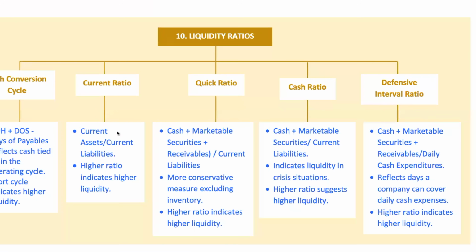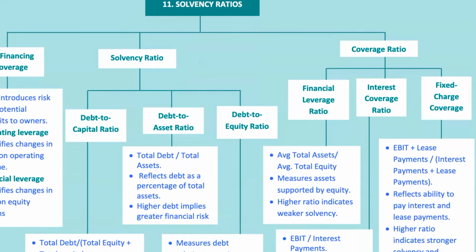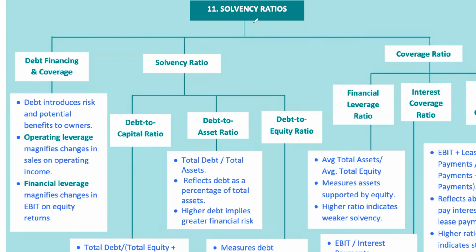All right, moving from short-term survival to long-term stability, let's talk about solvency ratios. While liquidity is about having enough cash on hand to pay bills in the near term, solvency is about the company's ability to sustain itself over the long haul. First, a quick refresher on what we mean by leverage. There are 2 types, operating leverage and financial leverage.